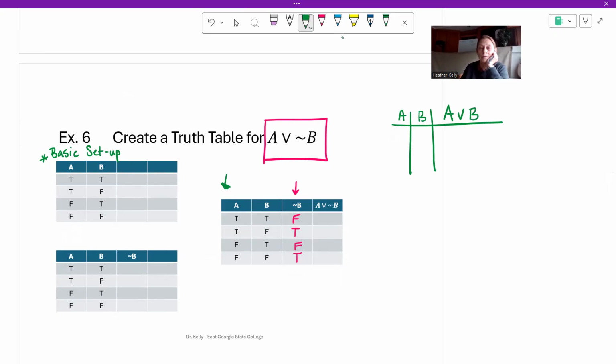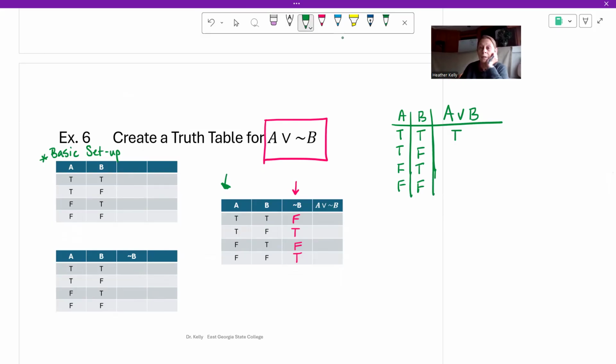Anyway, this is how you set them up all the time. True, true, false, false, true, false, true, false. Okay. And now I know what the table says here.